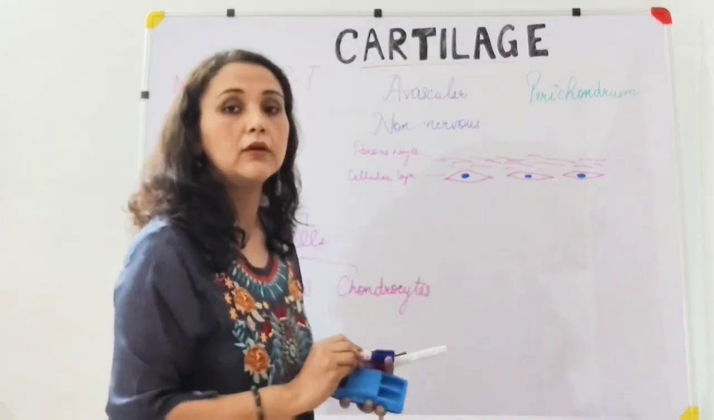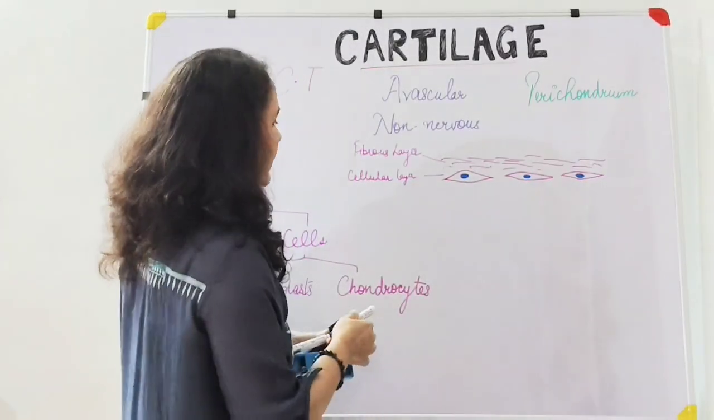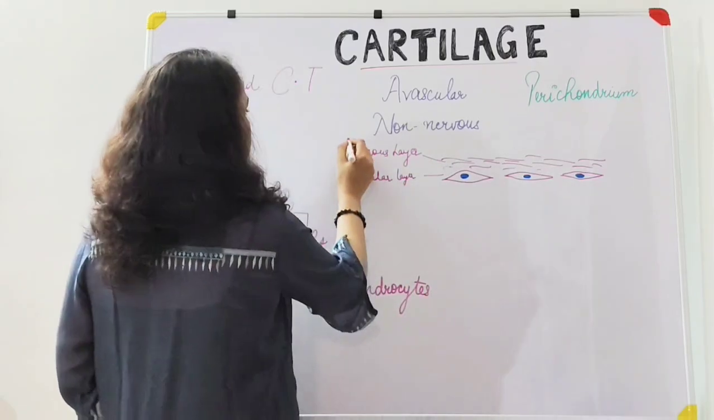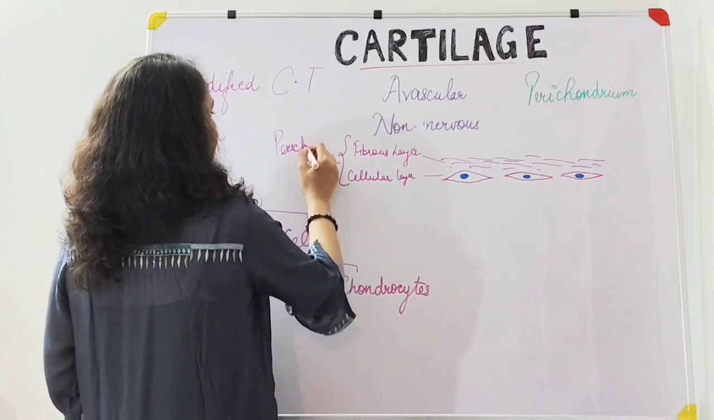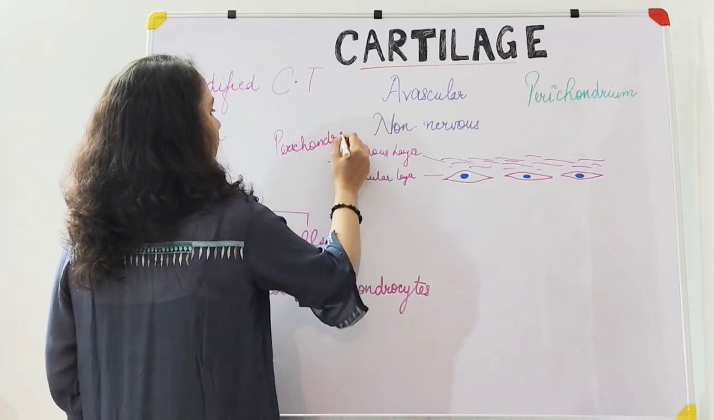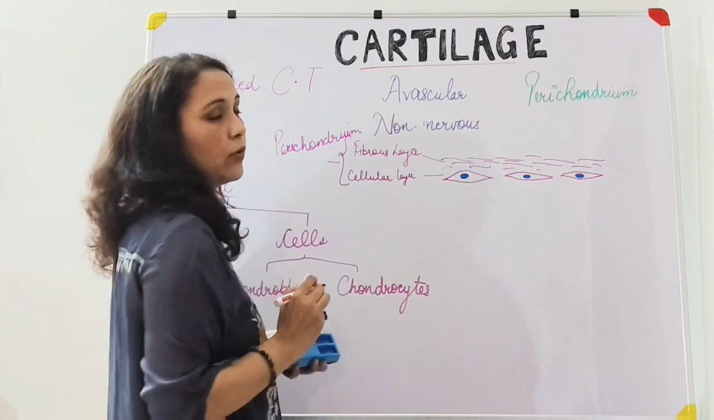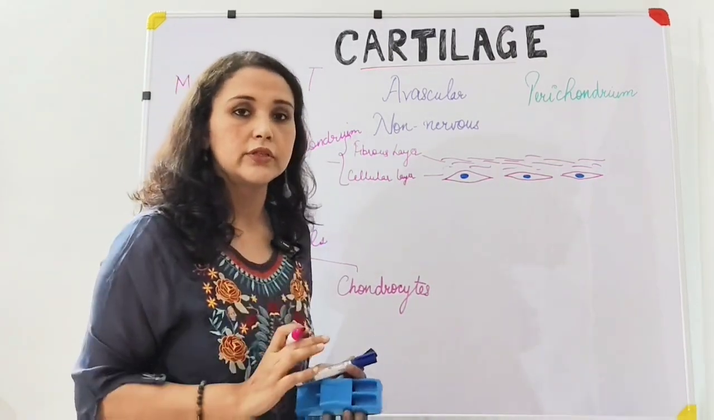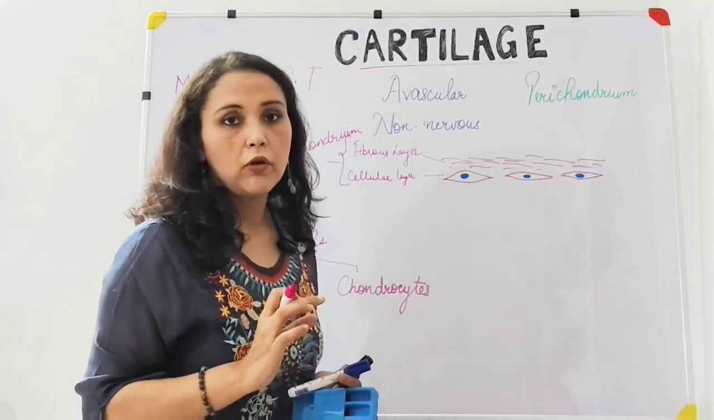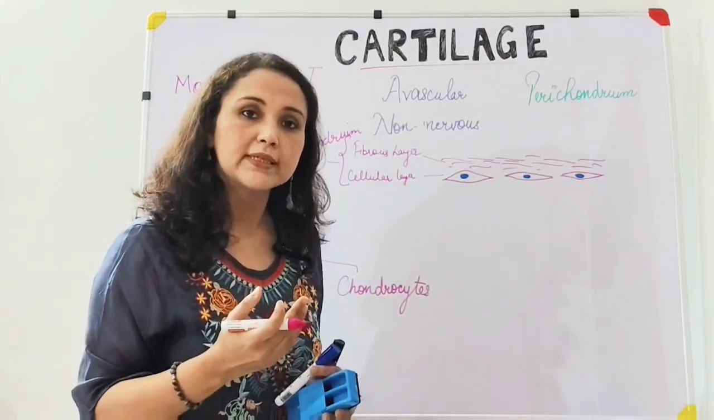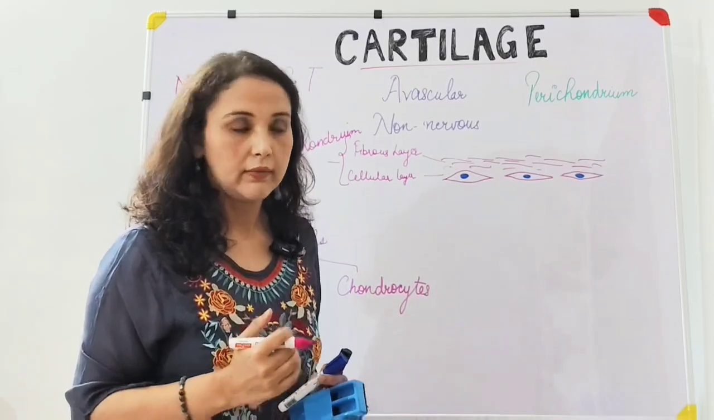So these are the chondrogenic cells. Now both of them together, we call them the outermost layer, that is the perichondrium. Whenever you draw a histological picture of cartilage, this is how you have to show the perichondrium. It has an outer fibrous layer and an inner cellular layer, right?